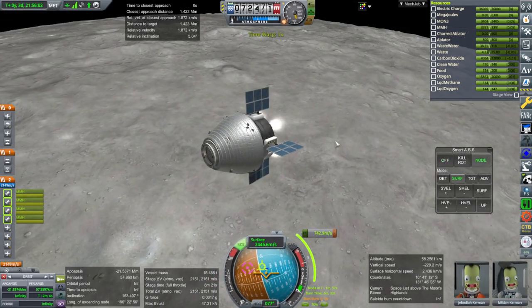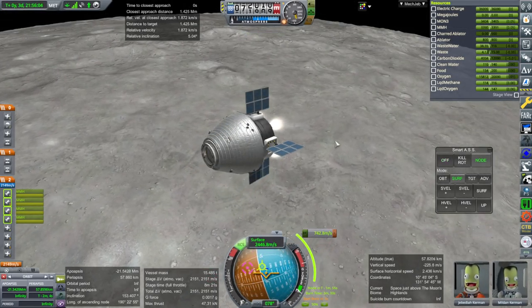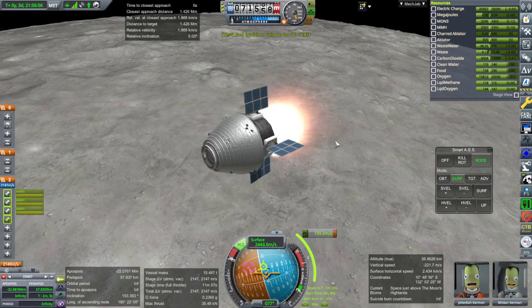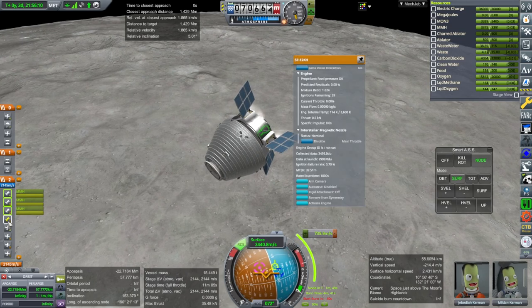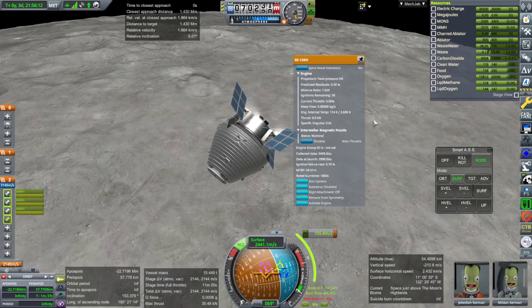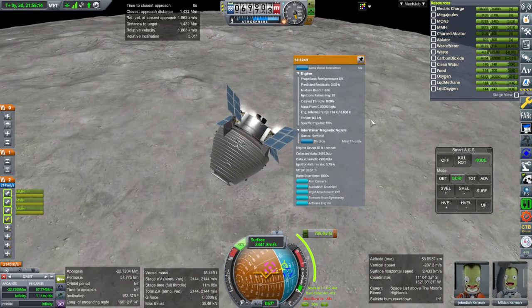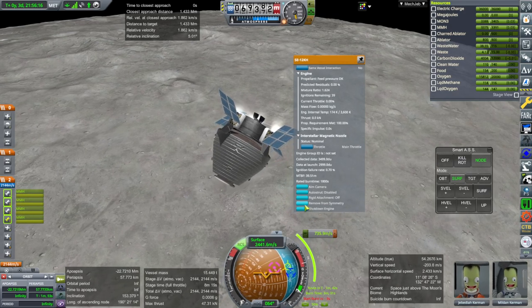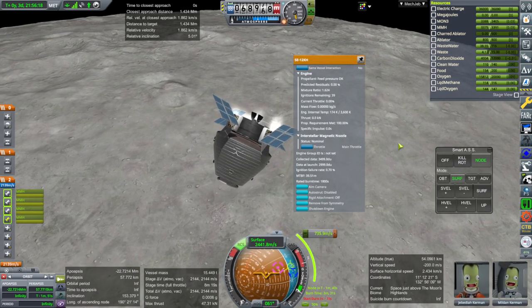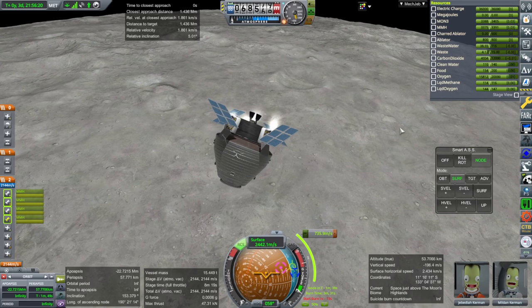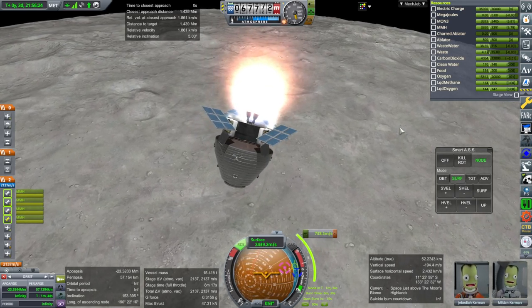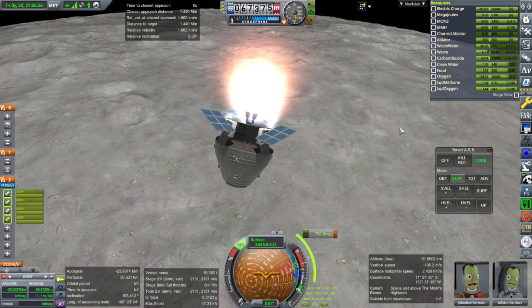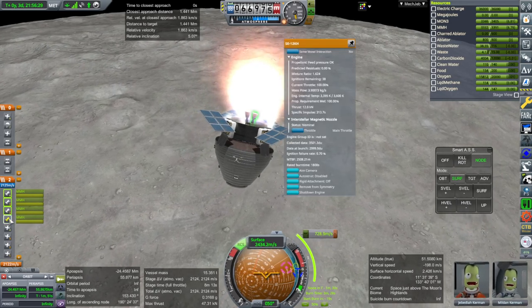Okay, settling fuel down. And ignition. Oh, ignition failure. Whoops. Okay. It's a yellow ignition failure, though. What does yellow mean? Okay, let me try. I just want to see what the stats are.